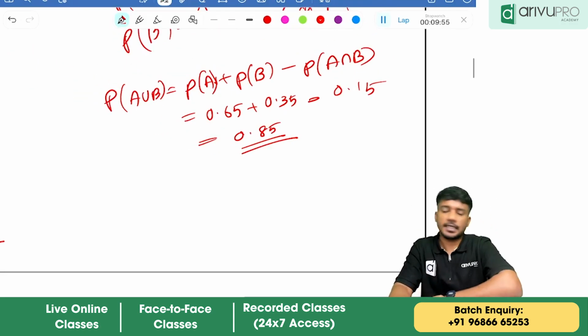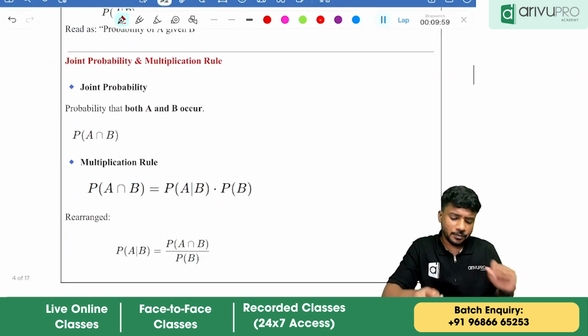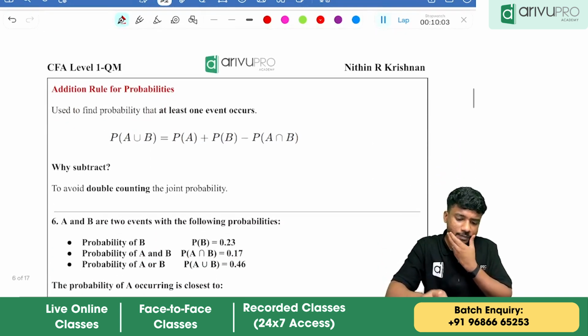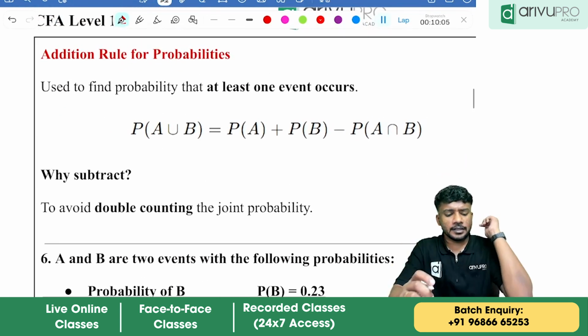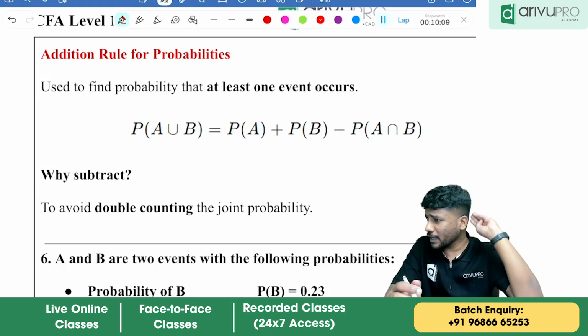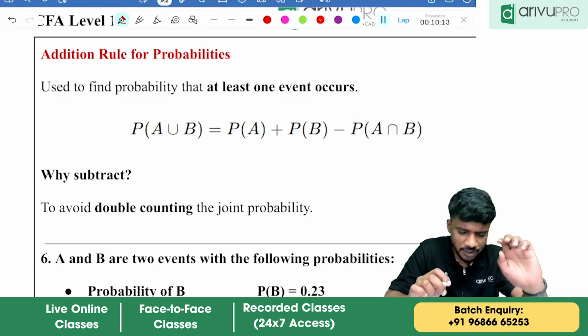Got it? Now I'll come back here. Before that, I wanted to tell you about something over here. This is called the addition rule. P of A union B is equal to P of A plus P of B minus P of A intersection B is our addition rule.